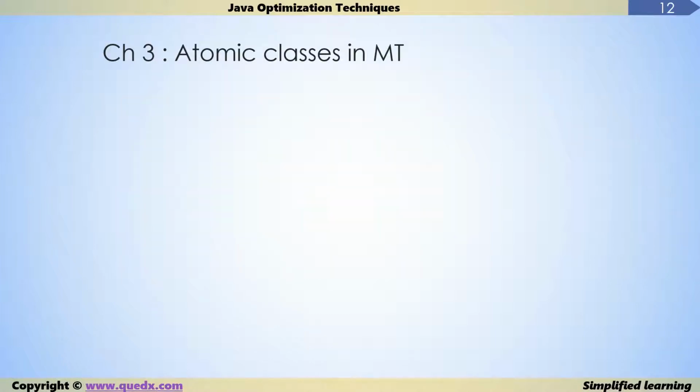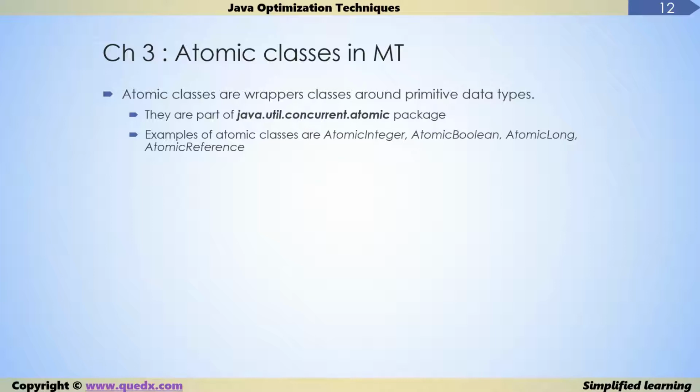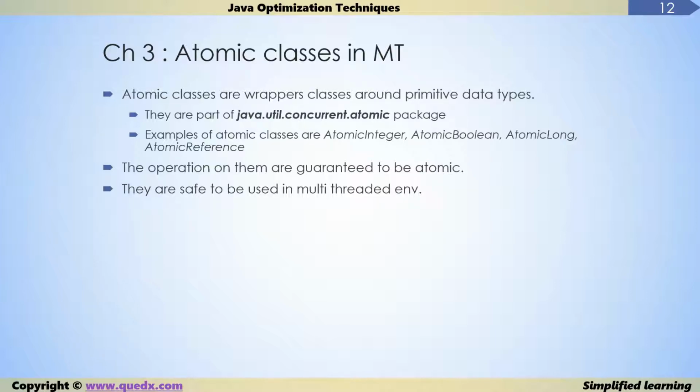So what are atomic classes? Atomic classes are wrapper classes around primitive data types. They are part of the java.util.concurrent.atomic package. Examples of atomic classes are AtomicInteger, AtomicBoolean, AtomicLong, AtomicReference. The operations on them are guaranteed to be atomic. They are safe to be used in a multi-threaded environment.